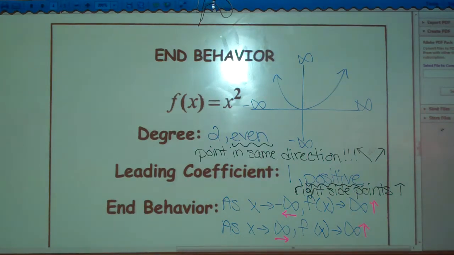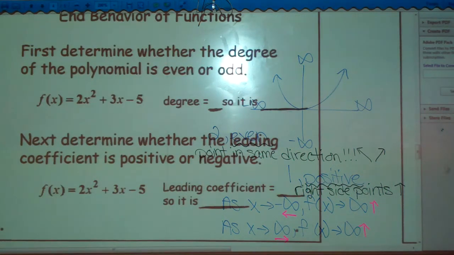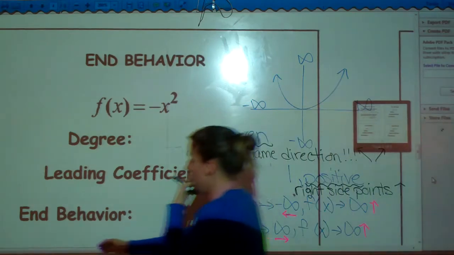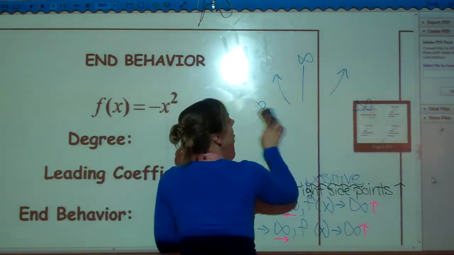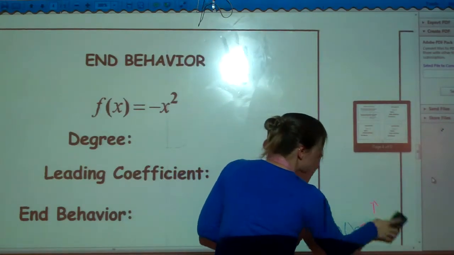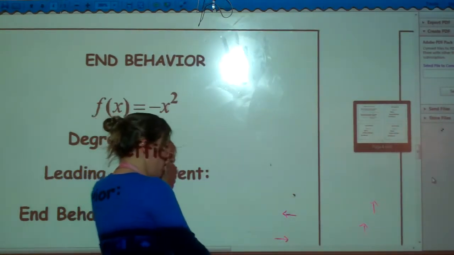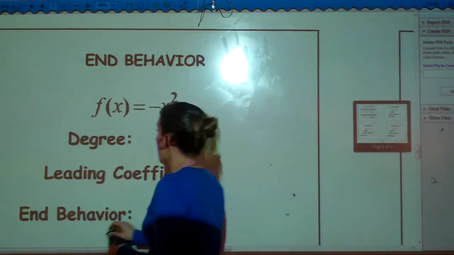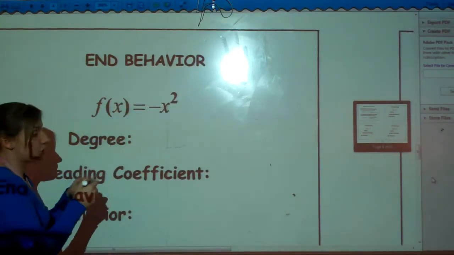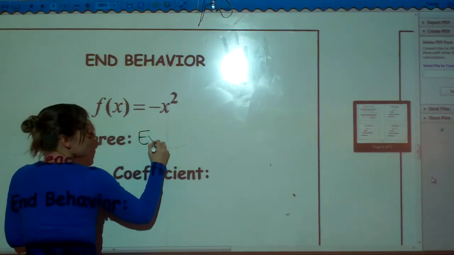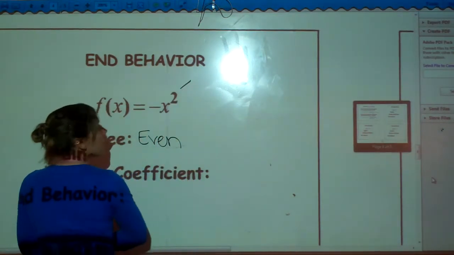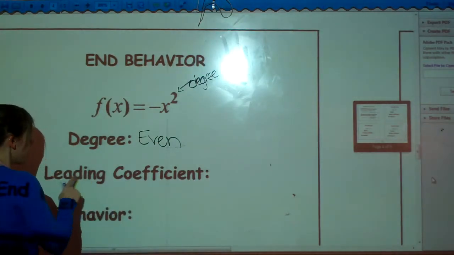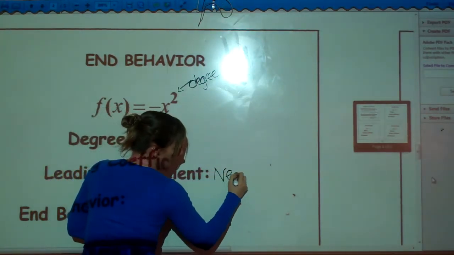All right, so let's look at the next one. All right, so negative x squared. We're going to use the same rules, but we're going to compare it to what we already know, because we know about negative x squared already. So let's just use the rules that we're talking about. The degree is 2, so the degree is even. The leading coefficient is negative, though.